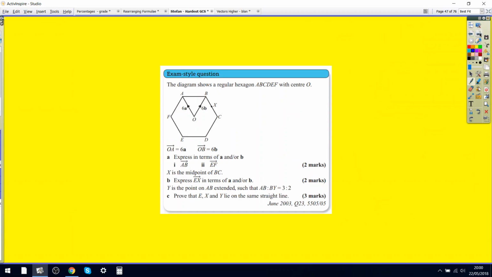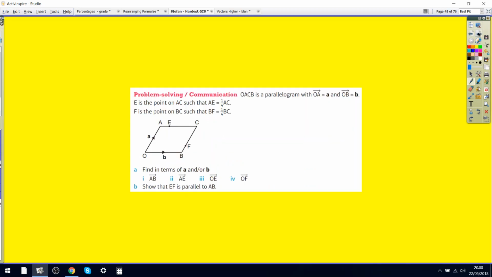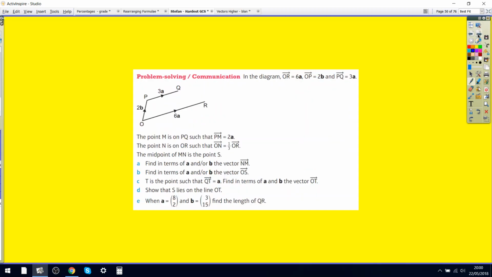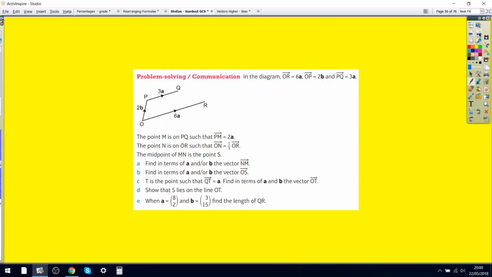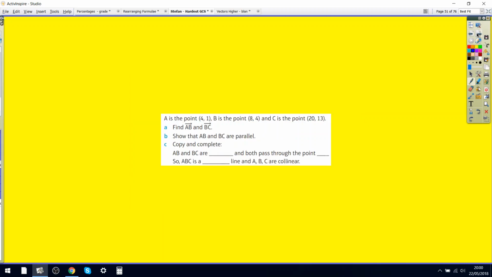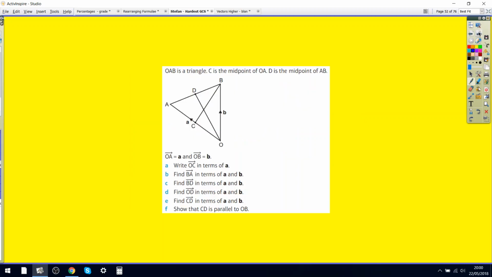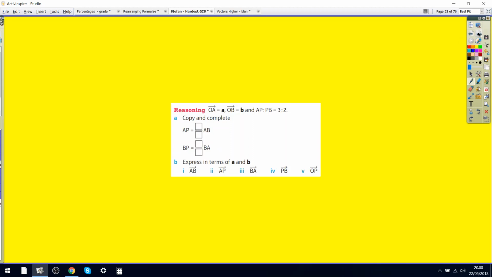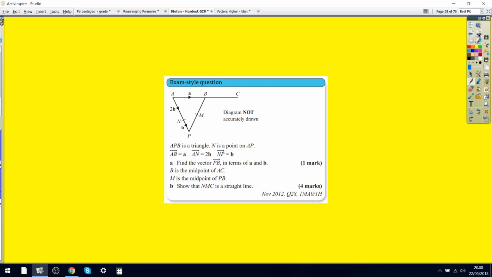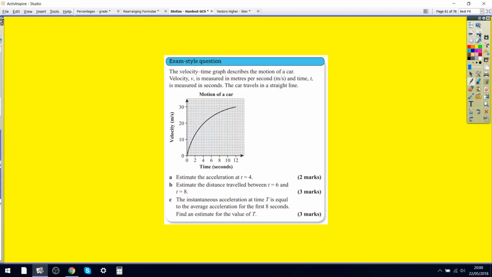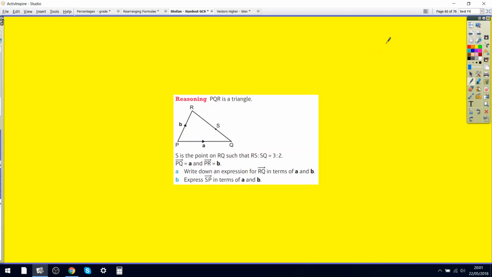Okay, that's good. Maybe I'll just skip the rest of vectors because I think you're good for them. That's vectors. You're good for vectors. Next time, velocity-time graphs.